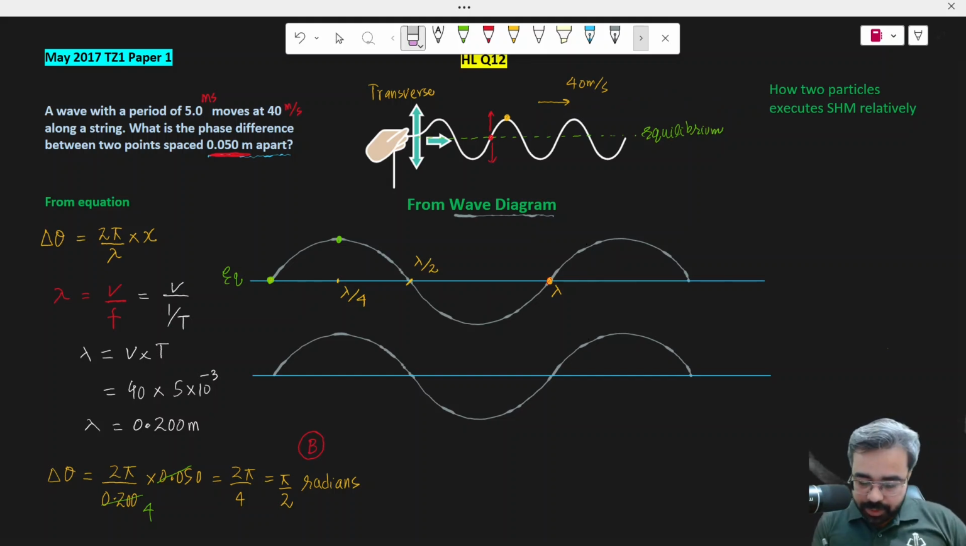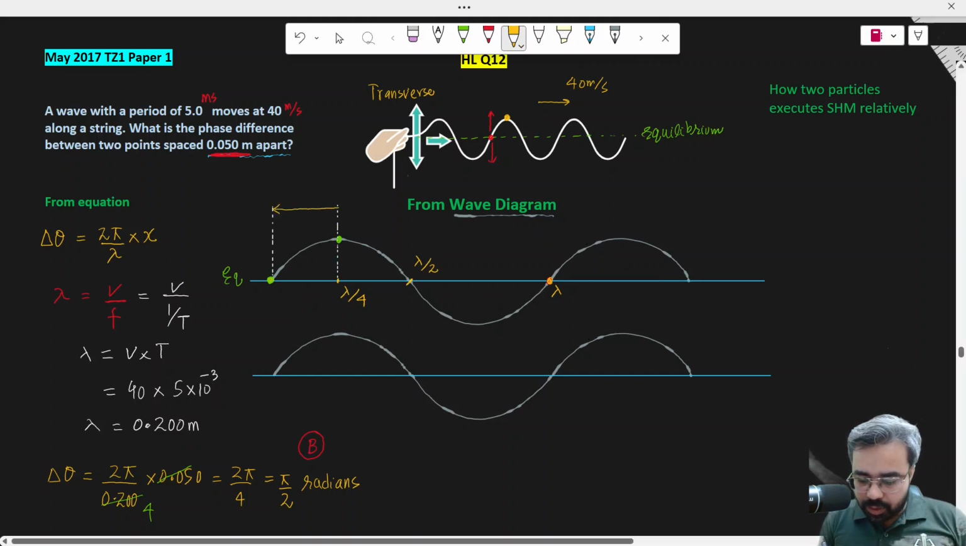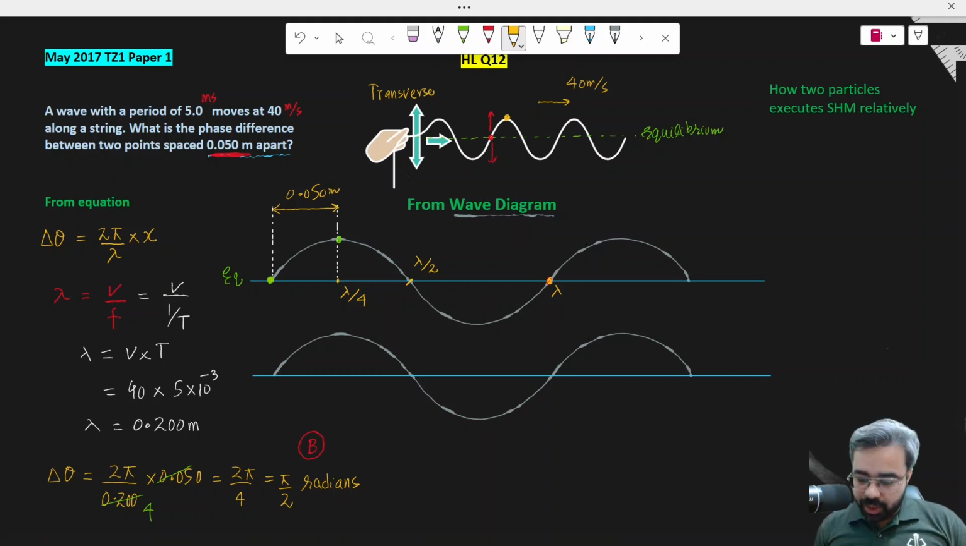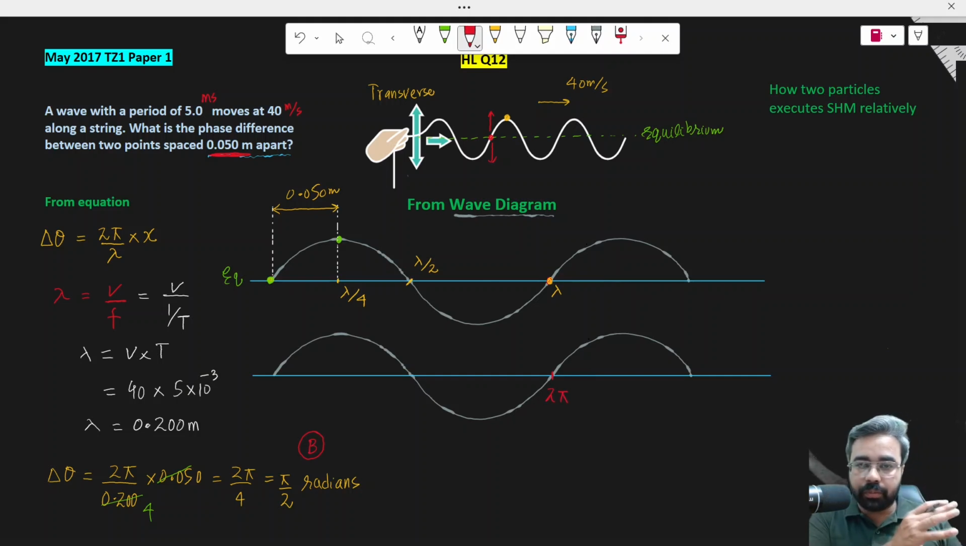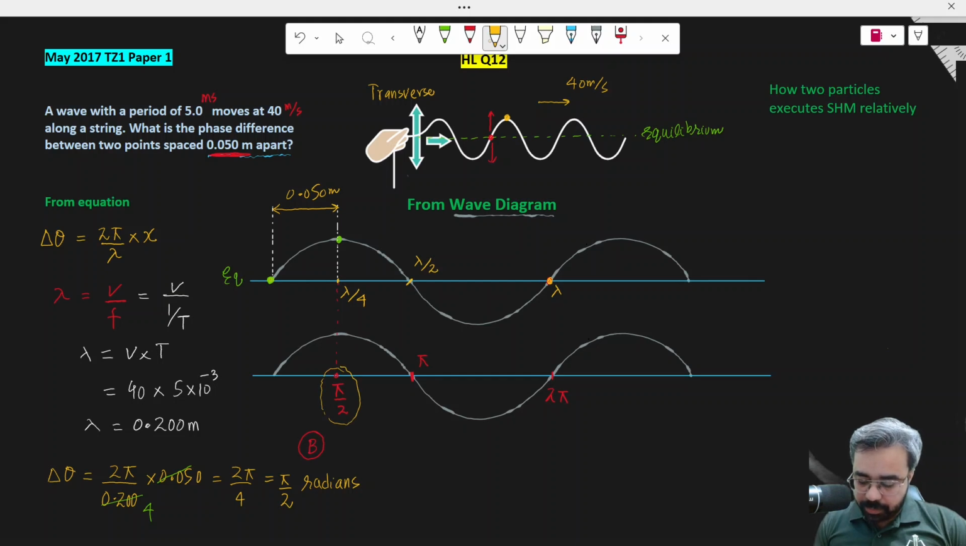So the distance between them is 0.050 meter, which is one quarter of one complete wave. So if this is the wavelength axis, now here I'm going to show you the angle. In one complete simple harmonic motion, the total angle that is covered is 2 pi. If you relate the circular motion with a simple harmonic motion, then this must be the 2 pi, and this half cycle, the half vibration, represents the pi, and this represents exactly pi over 2. So that's why I was saying that the right answer is pi over 2, the option B.